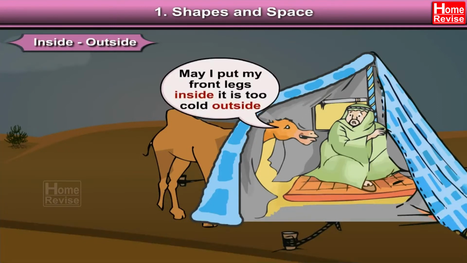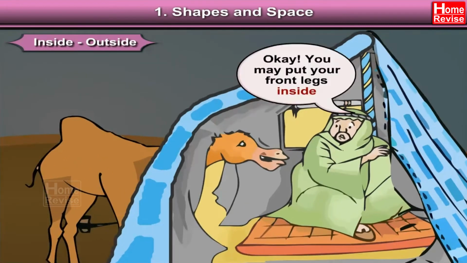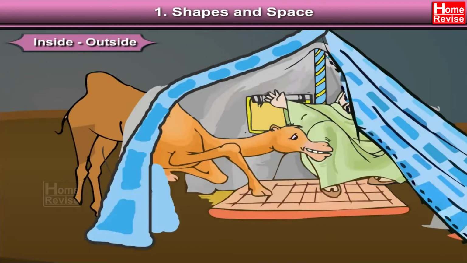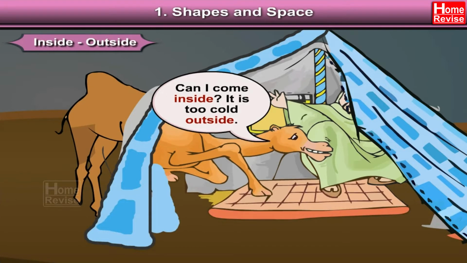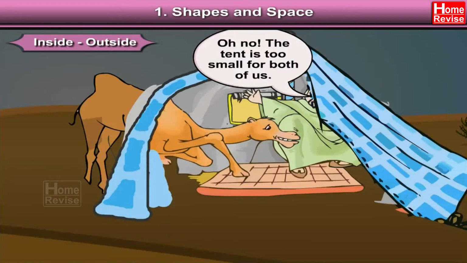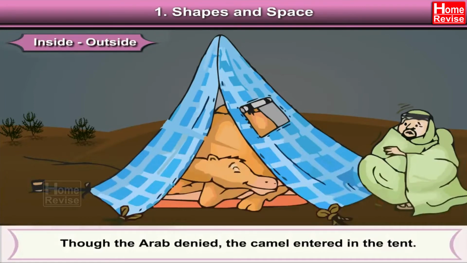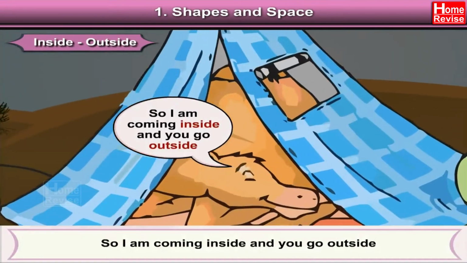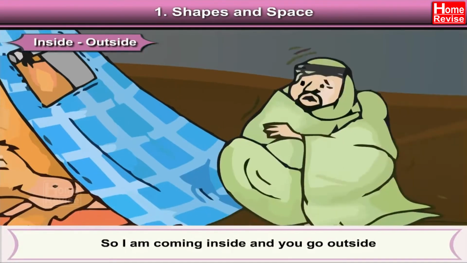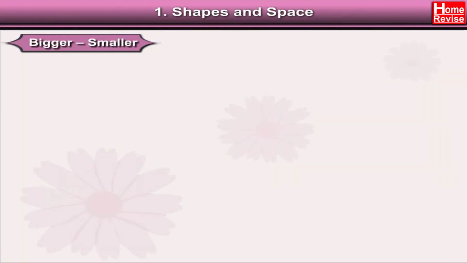"May I put my front legs inside? It is too cold outside." "Okay, you may put your front legs inside." "Can I come inside? It is too cold outside." "Oh no, the tent is too small for both of us." Though the Arab denied, the camel entered the tent. "So I am coming inside and you go outside." Oops! Poor Arab.